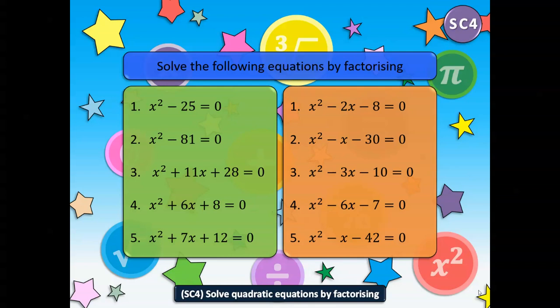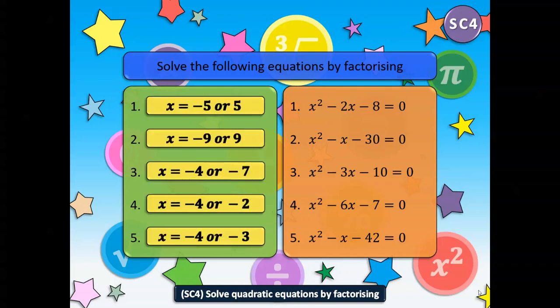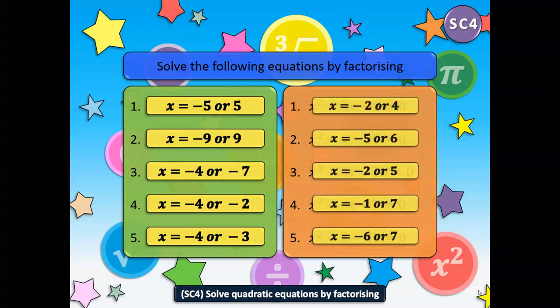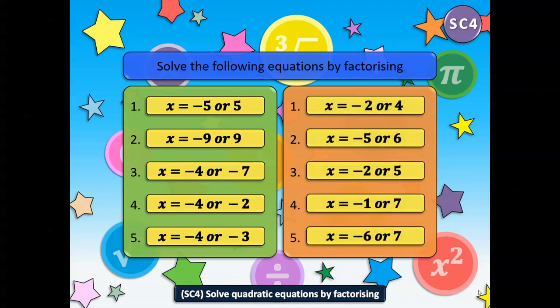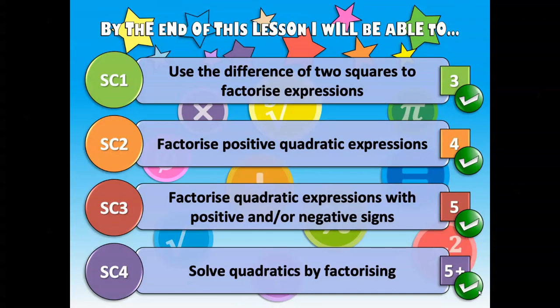Here are your answers. So there's your green answers, and there's your amber answers. So now we've completed success criteria 4.